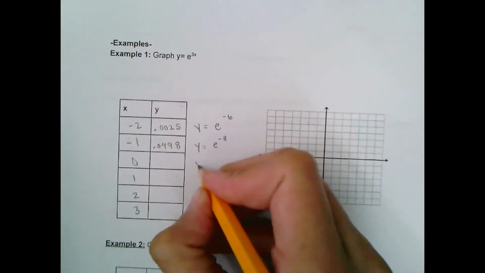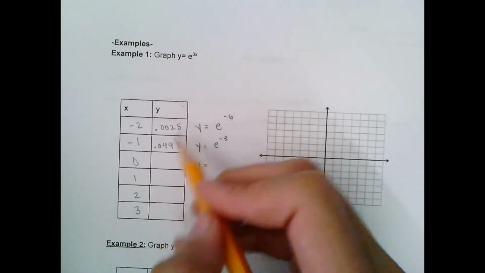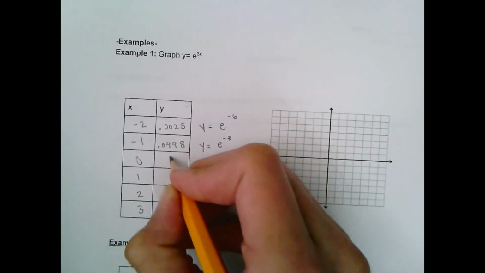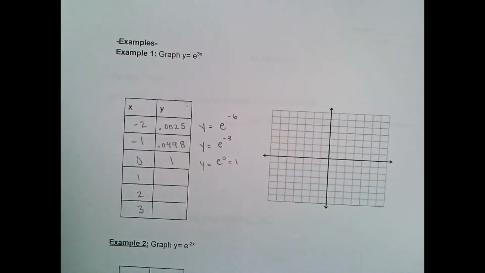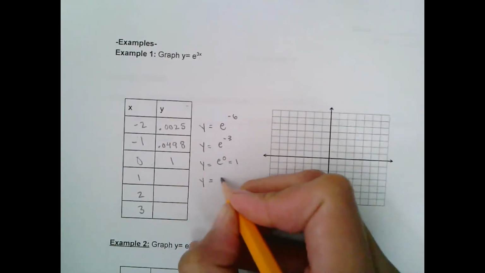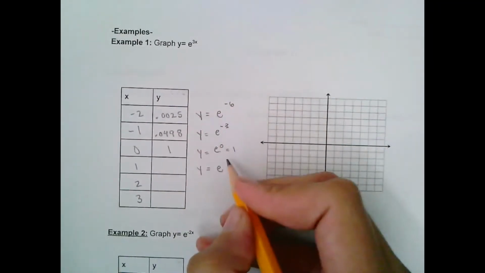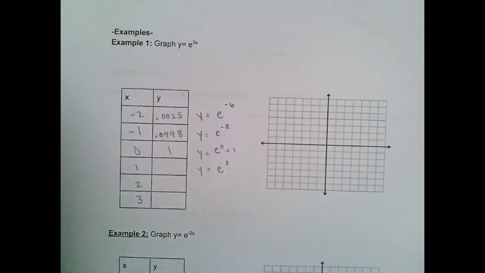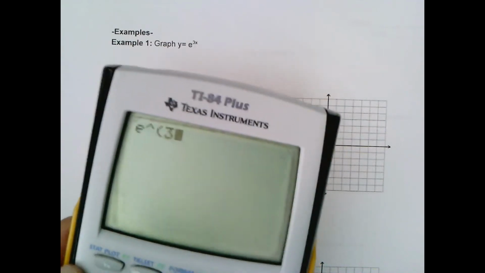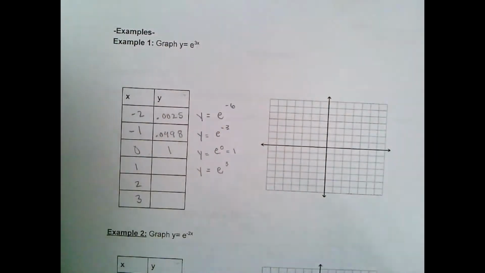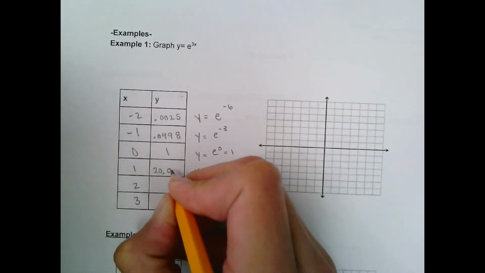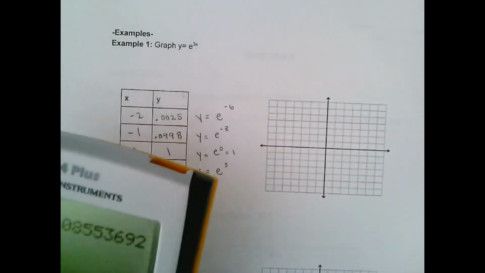Then we get y equals e to the 3 times 0, and 3 times 0 is just 0. So e to the 0, which is just 1. Now let's plug in 1 into my function. So y equals e to the 1 times 3, that's just e to the third power. Again, I'm going to be using my calculator to find out what e to the third power is. It's going to be a positive large number. That's about 20.09 if I round up.